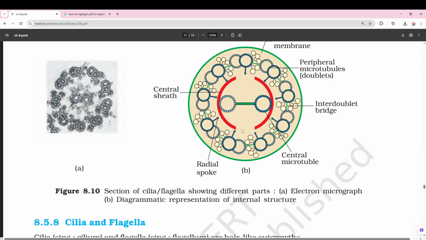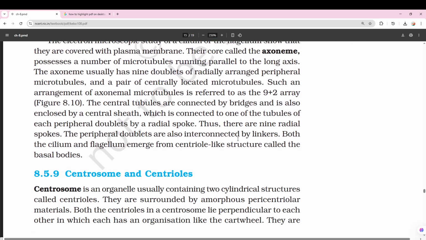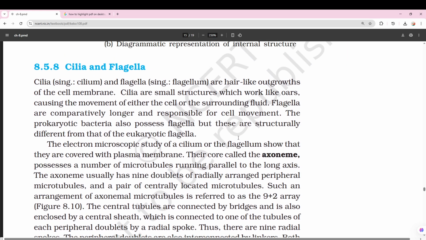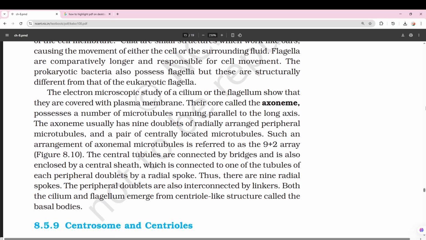This is the cilia and flagella. First we learn about them. Cilia and flagella are hair-like outgrowths of the cell membrane. Cilia are small structures which work like oars, causing the movement of either the cell or the surrounding fluid. Flagella are comparatively longer and responsible for cell movement. The prokaryotic bacteria also possess flagella, but these are structurally different from the eukaryotic flagella.